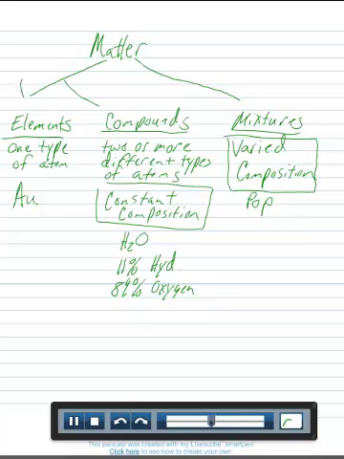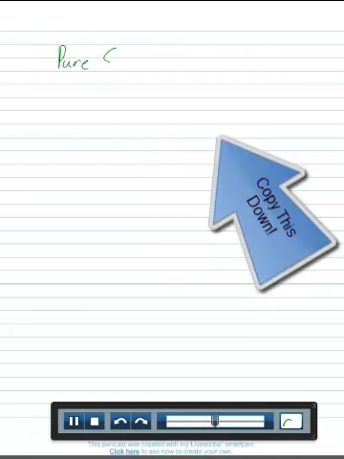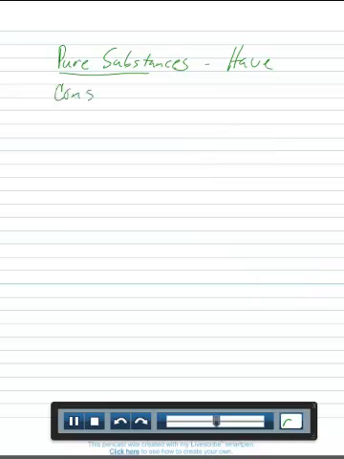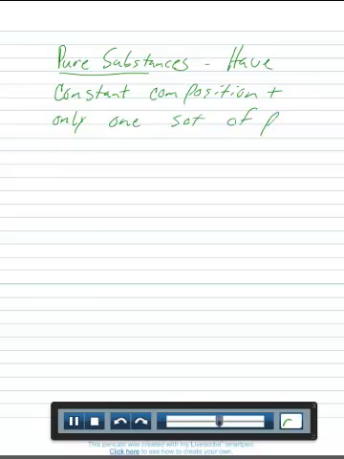Elements and compounds together are called pure substances. Pure substances have constant composition, and they also have only one set of properties.